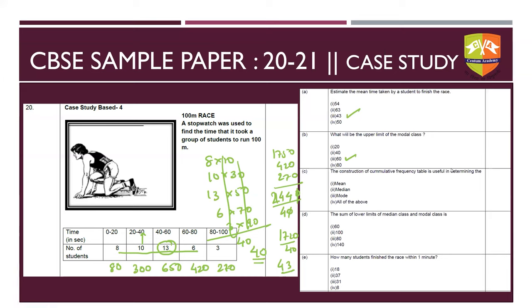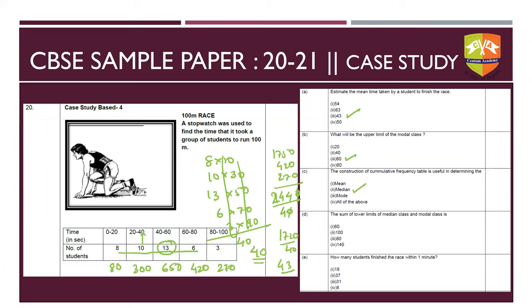Right. Then third one. Construction of cumulative frequency table is useful in determining the median. We'll just discuss this. They should not have asked this question, but it is mean. The sum of lower limits of median class and modal class. What is the median class here? Same as the modal class. Isn't it? How do I define the median class?